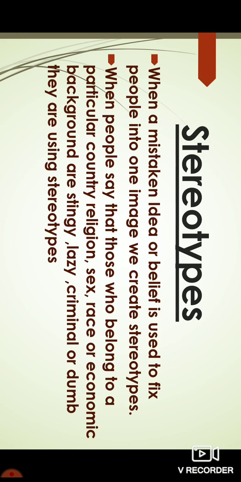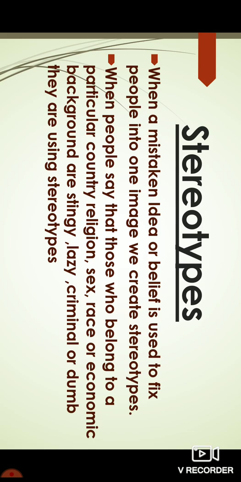Now, what is stereotype? When a mistaken idea or belief is used to fix people into one image, we create a stereotype. Very, very important. It's a mistaken idea or belief which is used to fix into the minds of people a certain kind of image, like boys never cry. This is the image that society has created in our minds. This is how stereotypes are created.